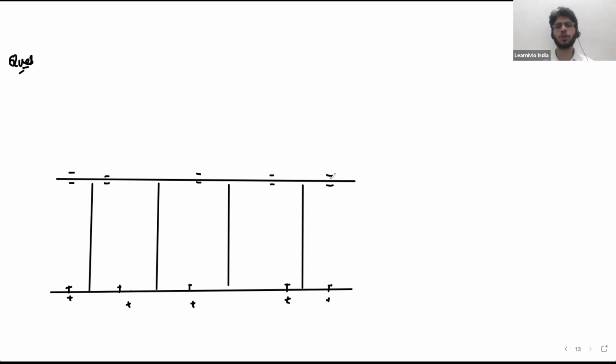Fatma, what will be the direction of field here? Upwards or downwards? The direction of field between this positive and negative sheet. Yes, Fatma. Positive to negative. So upwards, right? The direction of field is from positive to negative. This is the direction of field. And let's say this field is E. The separation between the two plates is small d.